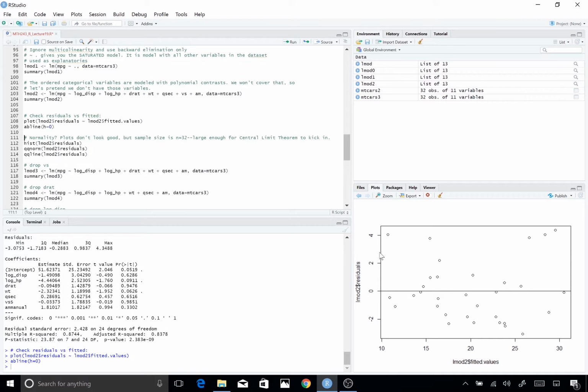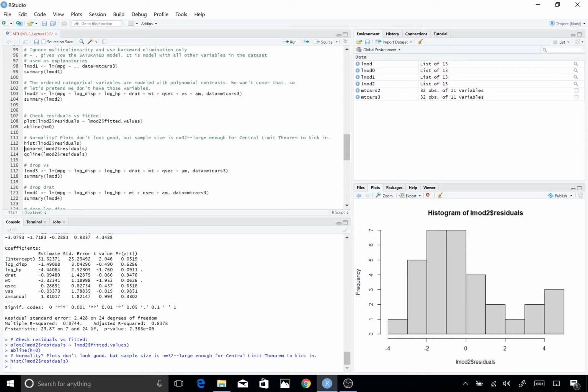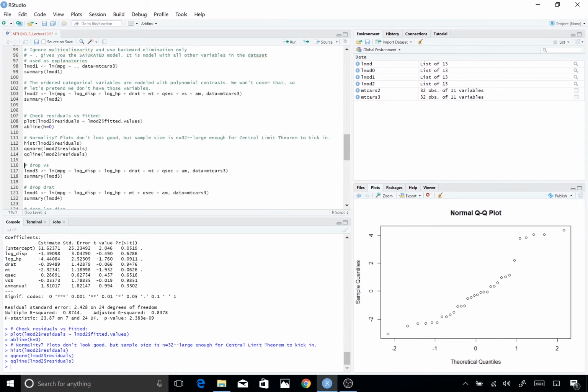If we're using the p-value approach, the t-tests rely on the normality assumption. In this case, the residuals don't look normal. There's definitely some right skew. Let's look at the QQ plot. That's not good. But the sample size is large enough that we can rely on the central limit theorem to make the t-tests valid. I'm going to ignore the multicollinearity and just fit the model using the backward elimination process.